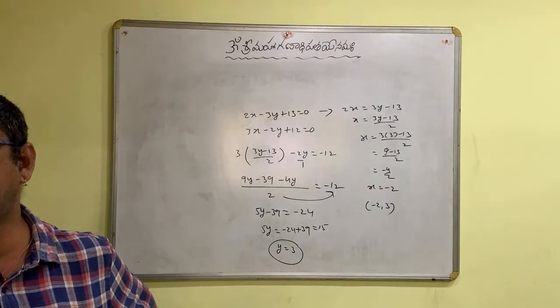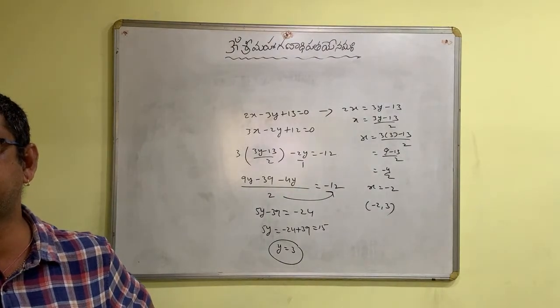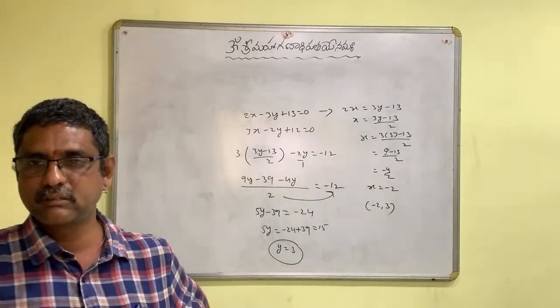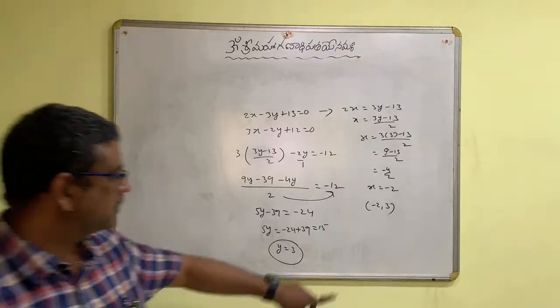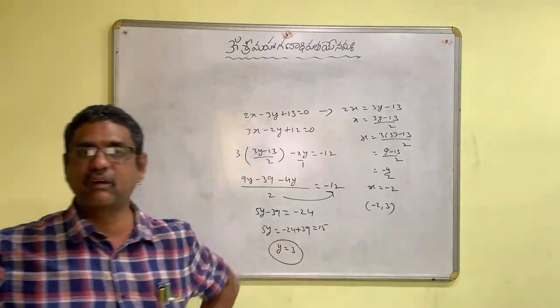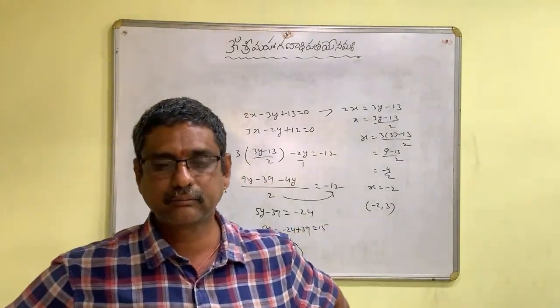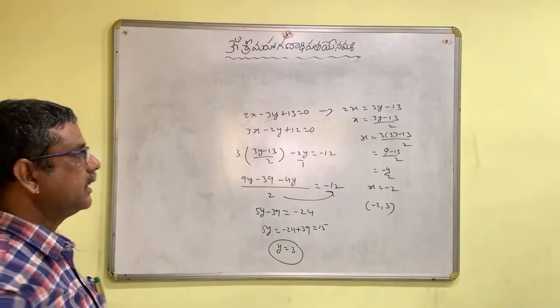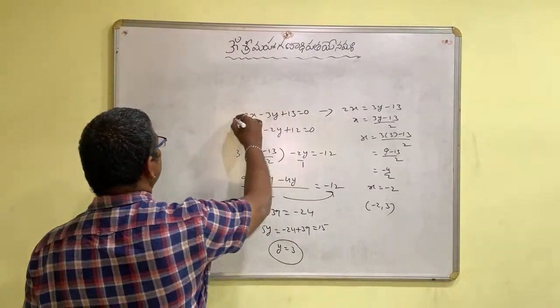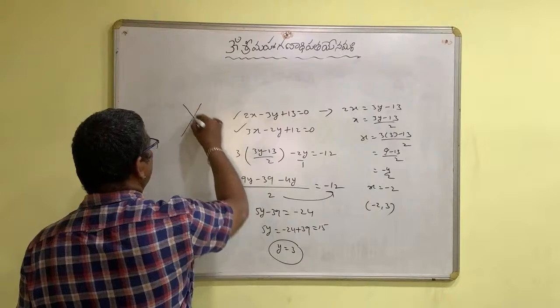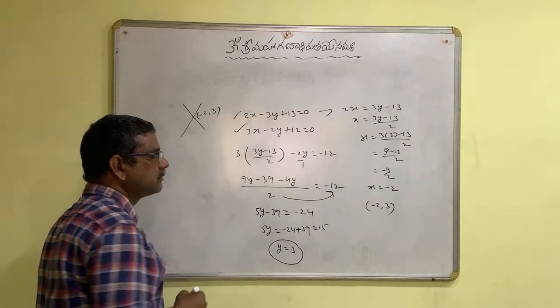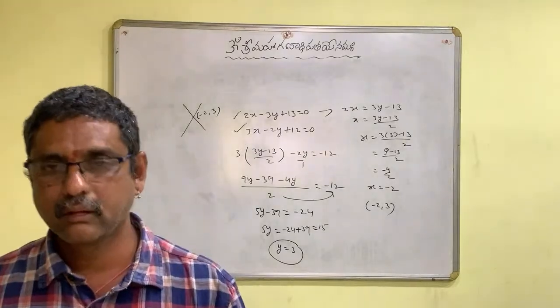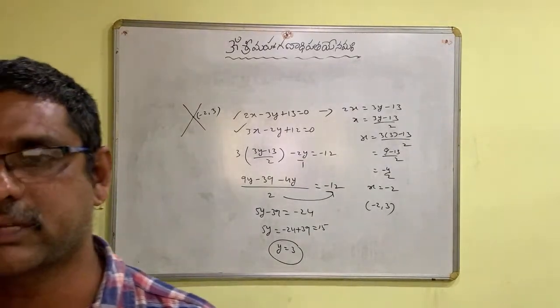When you draw the graph of both the equations, you will get two straight lines, and both are intersecting each other at (-2, 3). That is what you have to understand. Okay? When you draw the graph of both the equations, you will get two straight lines. Both are intersecting at (-2, 3). This is what you have to understand.